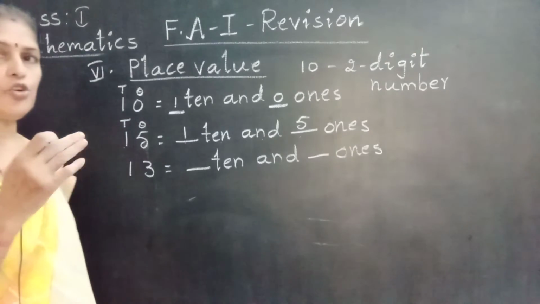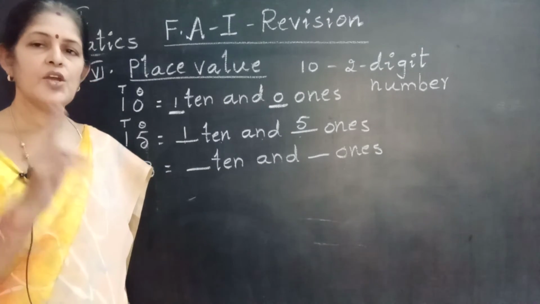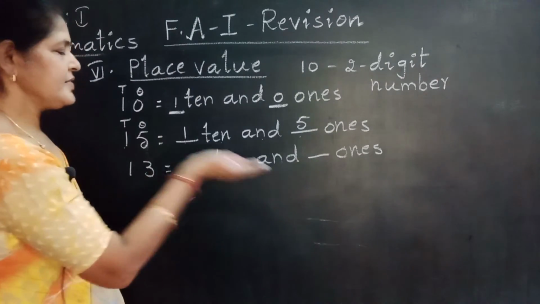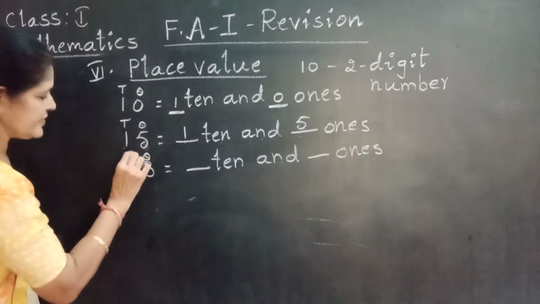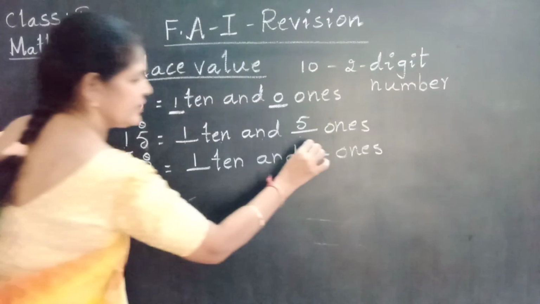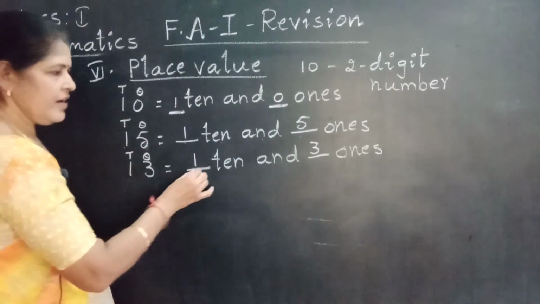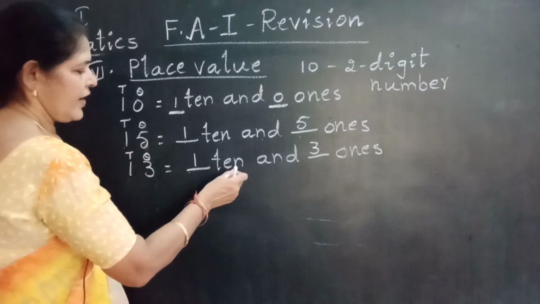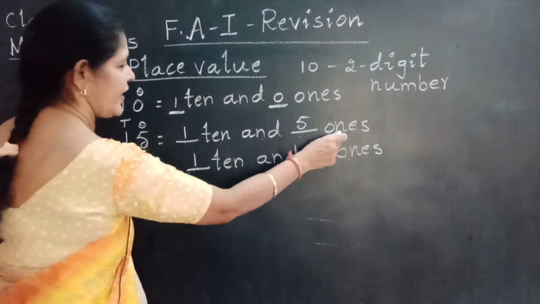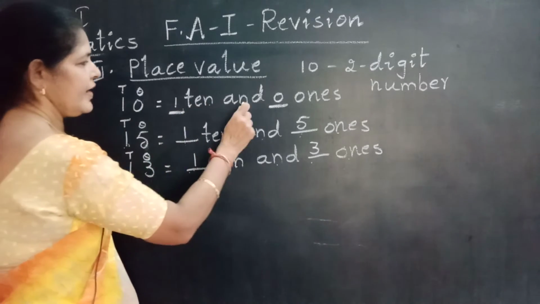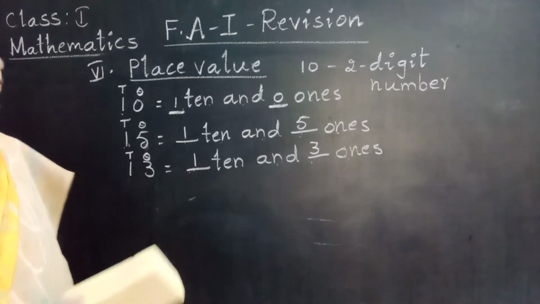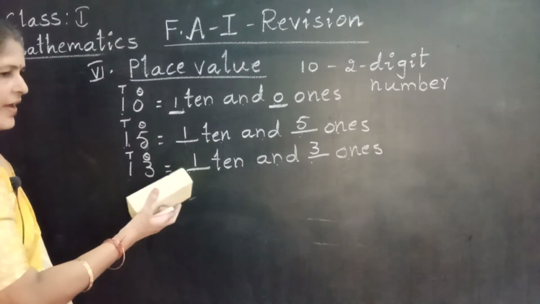That means from 10 to 20 numbers are 2-digit numbers. 2-digit means that number having 2 places, ones place, tens place. O for ones, T for tens. How many tens? 1. How many ones? 3. Tens number right here, ones number right here. Okay? 1 ten and 3 ones, 13. 1 ten and 5 ones, 15. 1 ten and 0 ones, 10. Understood? This is place value. Tens and ones. Next Roman.